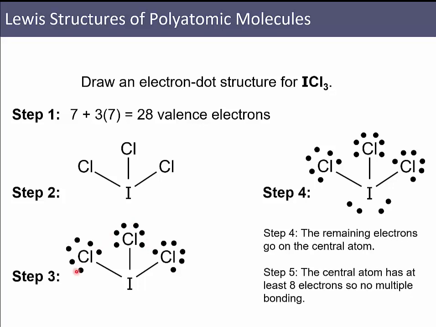I've got 4 that are left over. Those remaining leftover electrons are going to go around the iodine. All right, so our iodine is also going to have an expanded octet. Pretty much any time you're going to do multiple bonding with one of those halogens, it's going to be an expanded octet. All right, so the remaining electrons go around the central atom.